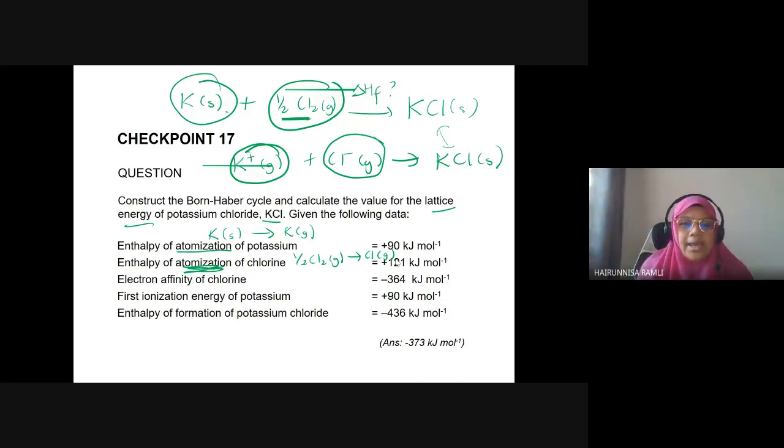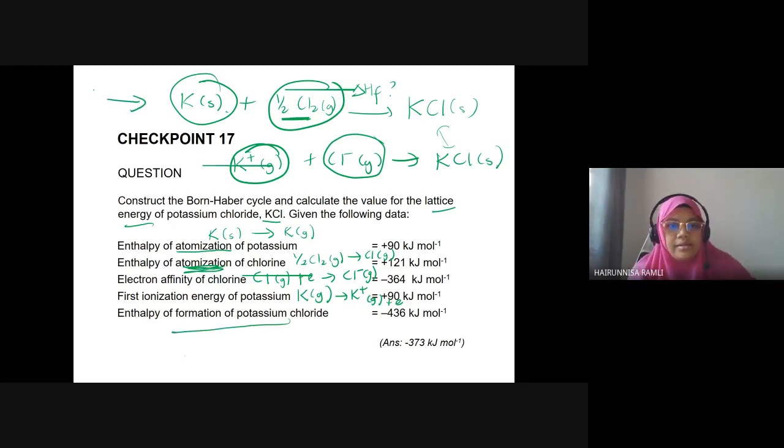Okay. And then electron affinity of chlorine. Here this chlorine gas, dia akan receive electron. So dia akan jadi Cl minus, again dia masih dalam gas. First IE of potassium. So you have K gas, and then dia akan jadi K plus gas plus electron. That's the equation, right? And then enthalpy formation of potassium chloride is this one lah, right?